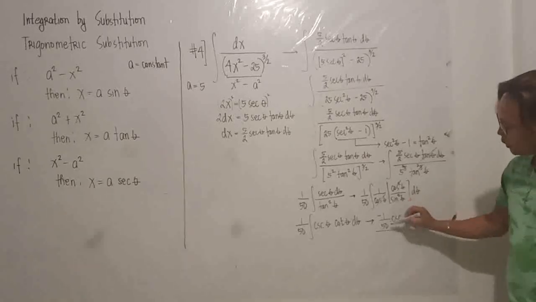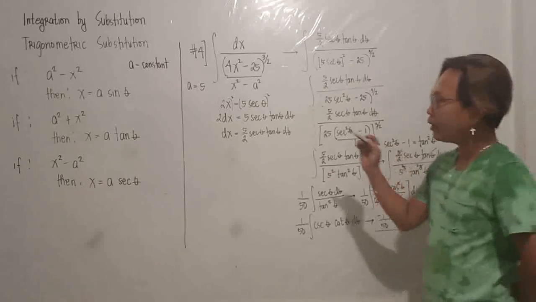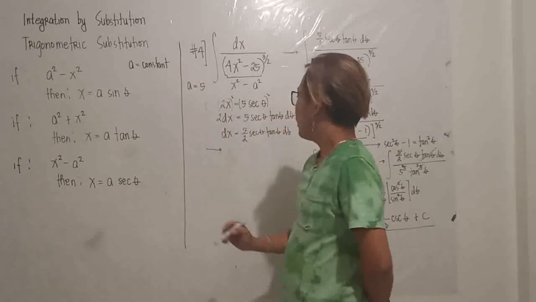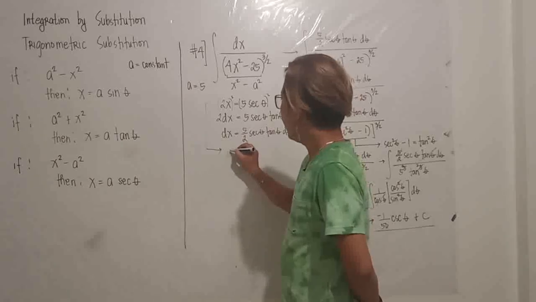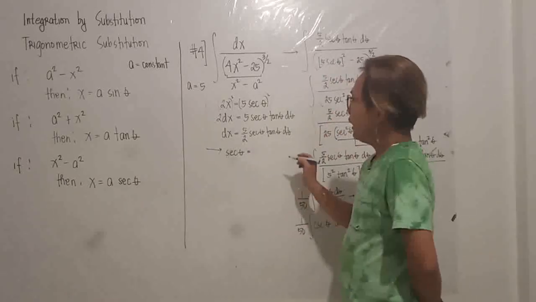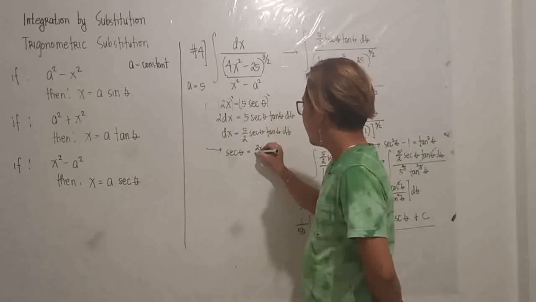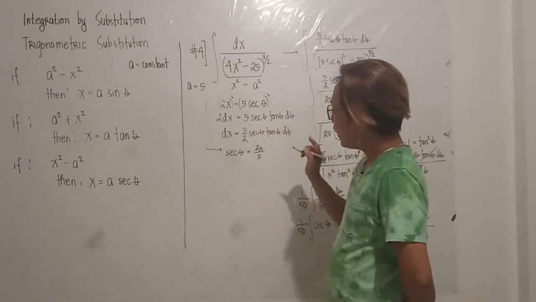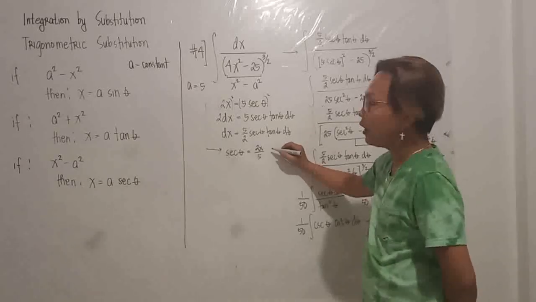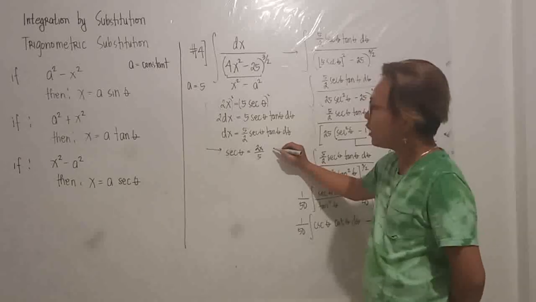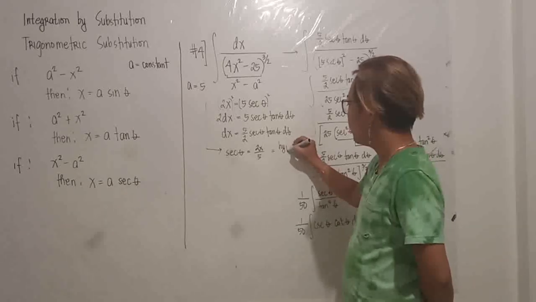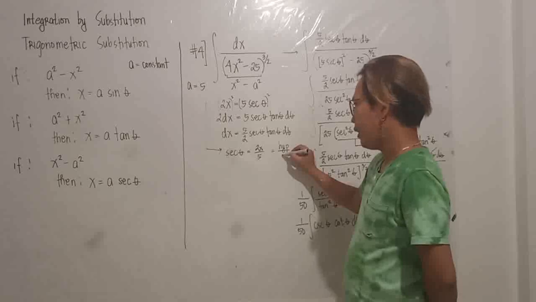But you need to transform the cosecant theta in terms of x. Now, we will get the cosecant theta. You will now have secant theta is 2x over 5. So secant theta is 1 over cosine. So that is the reciprocal of cosine. If cosine is adjacent over the hypotenuse, therefore the secant theta is hypotenuse over the adjacent.